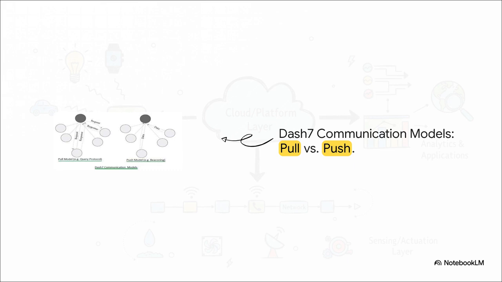You can really see how this abstract communication plays out when we look at the 2 main communication models for the Dash-7 standard. On one side, we have a pull model, or query protocol.